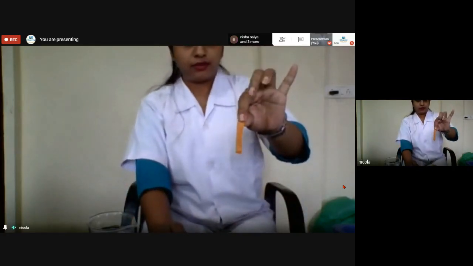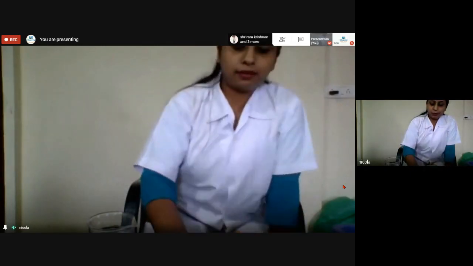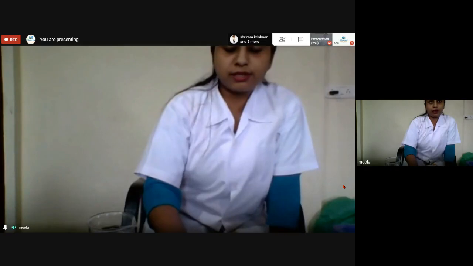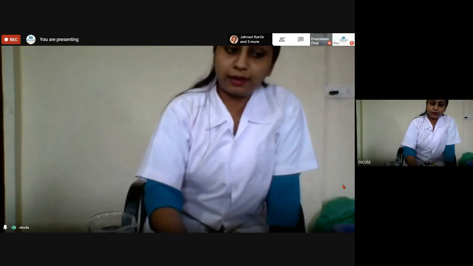That means when the turmeric paper changes into red color, that means it's a base. If it's an acid, it will remain yellow in color. If it's a base, it will turn into red color.